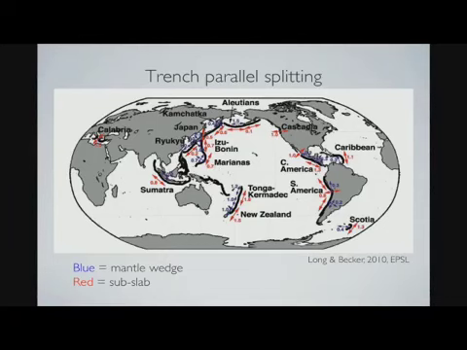So this is now the compilation from Maureen Long and Thorsten Becker's paper in 2010, summarizing all of the observations that have been made. And again, here is Tonga down here, and this is this really nice example where on both sides of the trench you have this trench parallel splitting, which is not what we would expect based on the fact that we expect the olivine A-axis to be the slip direction and to be more or less lined up with the plate motion direction.